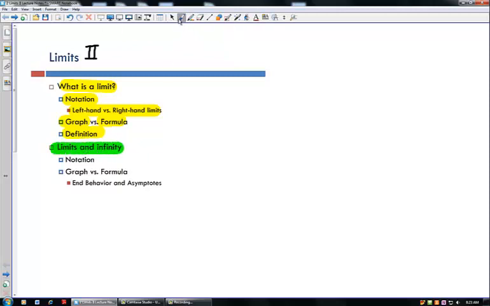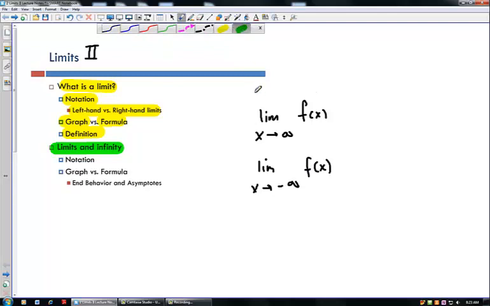So let me start with a little bit of notation. When we write down limits at infinity, there's sort of two limits we can talk about. The limit as x goes to positive infinity of f of x versus the limit as x goes to negative infinity of f of x. So these two statements ask two questions. This top one here is basically saying what happens to this function as x gets larger. Where is the function going?